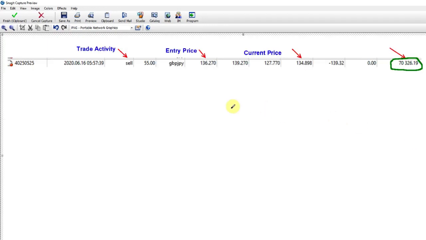Okay, now I'm showing you a graphic where the sell limit order in the British pound versus Japanese yen was triggered. As you can see on this trade, the activity was to sell the pound versus the yen. The recommended limit price was at 136.27. It's currently trading in the market at 134.89, some 140 pips below where I entered the trade. And as you can see, I'm making a very nifty $70,000 on the trade.